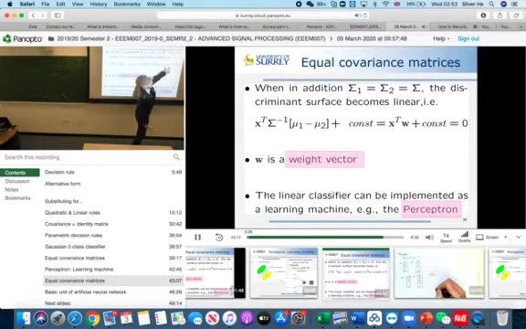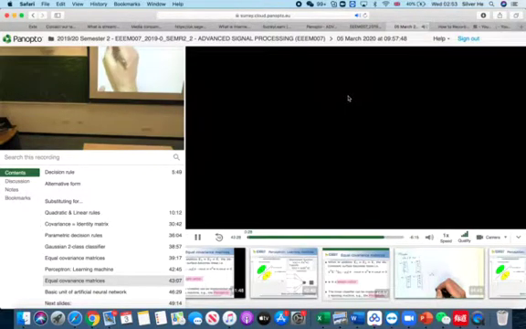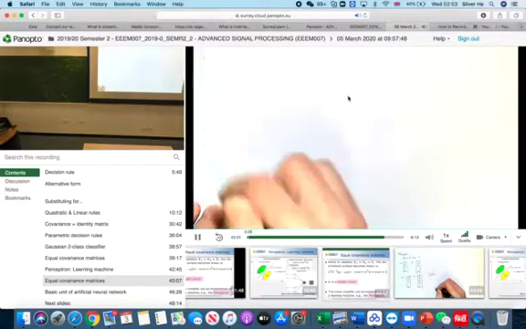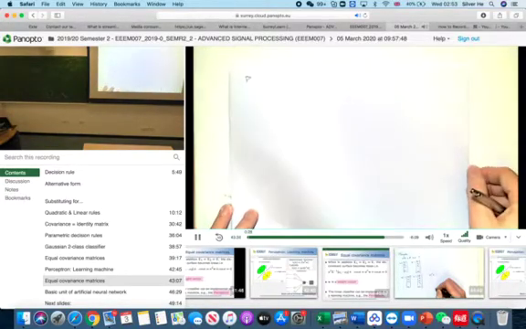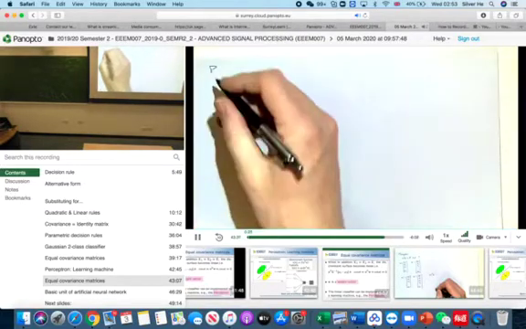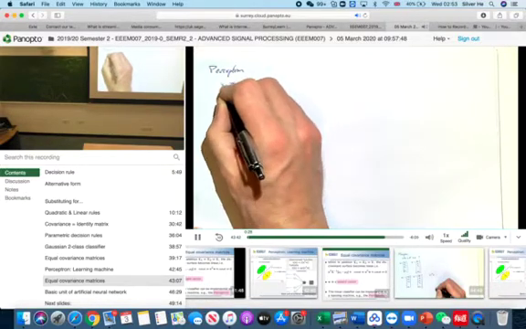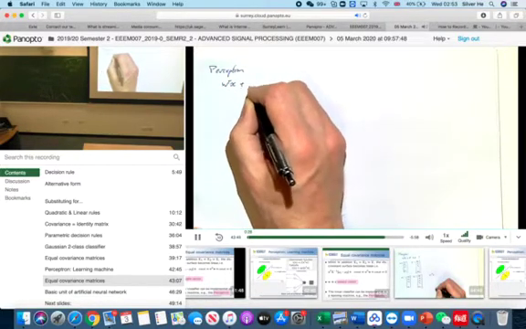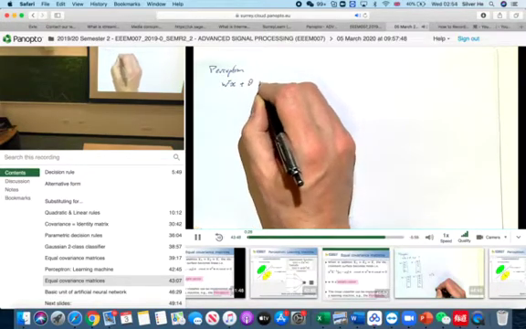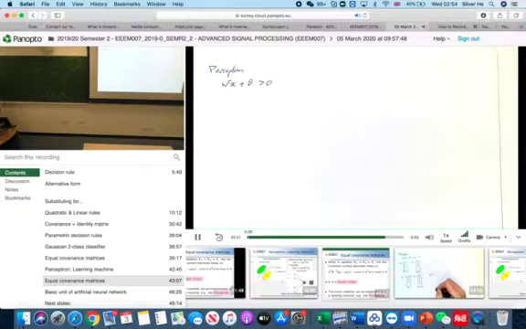The constant threshold on the end here is also something that you need to adjust, but you can treat that as... let me just do this on another piece of paper. So if we've got the perceptron, where W transpose X plus theta is greater than naught, is the question that we want to ask.